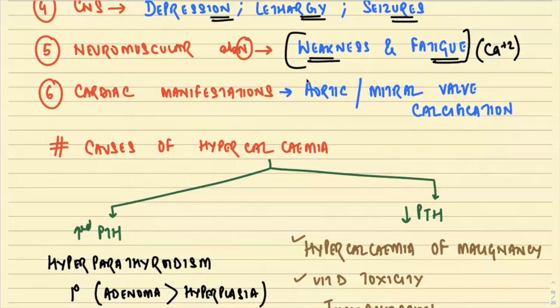Then cardiac manifestation, as I've already told you, is that there is a metastatic calcification. They are going to deposit in various organs. So there is an aortic or mitral valve calcification. Sometimes there is calcification simultaneously involving both of them, both the valves.